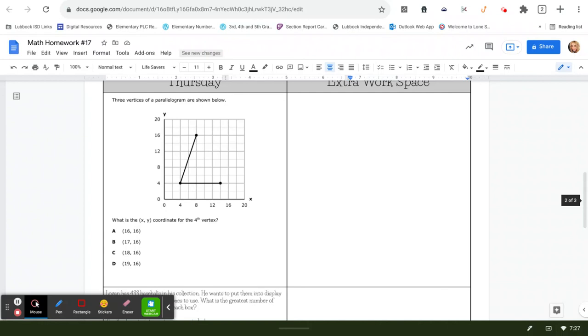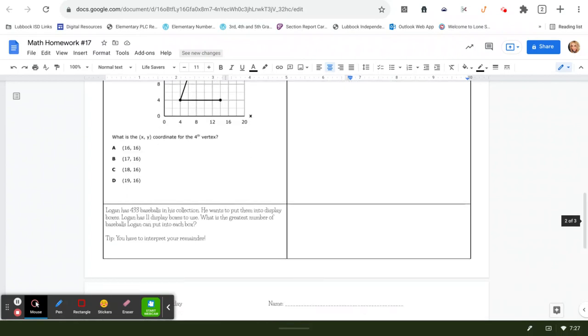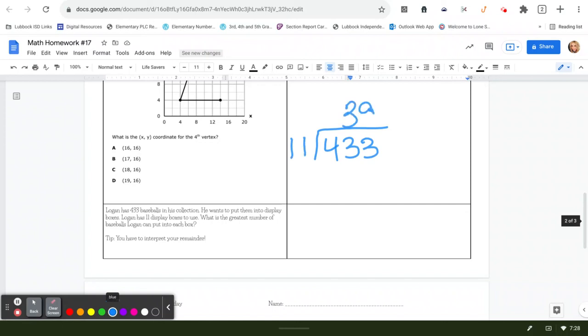Okay, last one. Logan has 433 baseballs in his collection. He wants to put them into display boxes. Logan has 11 display boxes to use. What is the greatest number of baseballs Logan can put into each box? Should look familiar to you. If you do this, you should have done division, and you should have got 39 with a remainder, right? You've got a remainder.